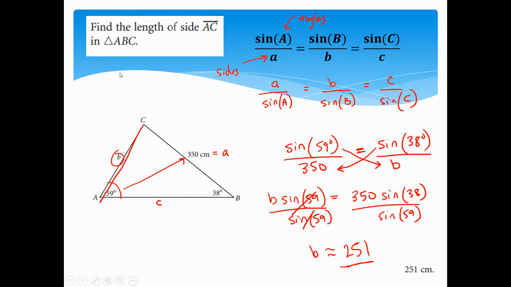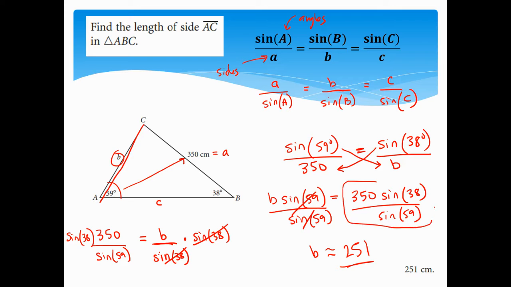Okay, so just to show you, it works both ways. If we flipped everything around, 350 over sine of 59, I could also write it like this, b over sine of 38. In this case, it's a little bit easier to solve. I don't actually have to cross multiply. If I multiply both sides by sine of 38, that would cancel this out, and now it will just go over here into the top, and I'll get the same thing that I ended up typing in over here.